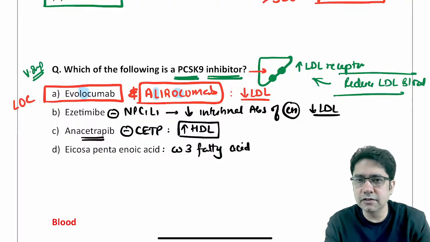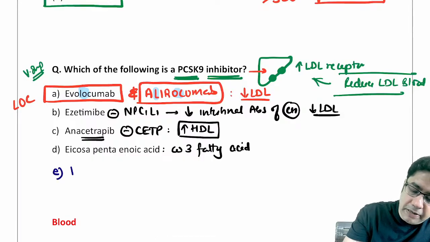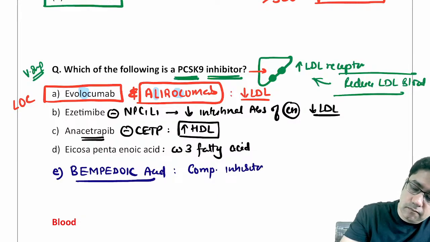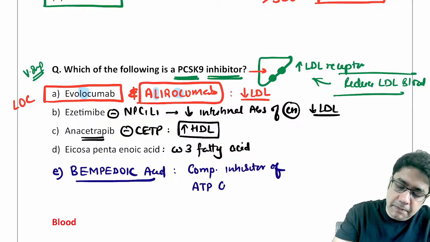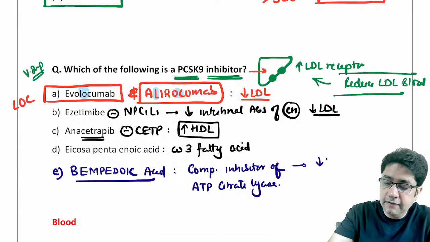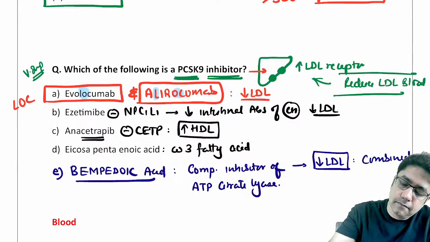Just write one more drug because this drug was asked 3 months before in your INI-CET exam. The drug name is bempedoic acid. Another new drug is bempedoic acid. Now, bempedoic acid is a competitive inhibitor of an enzyme known as ATP citrate lyase enzyme. It also decreases LDL production in liver, and it is combined with statins to decrease LDL level in the blood.